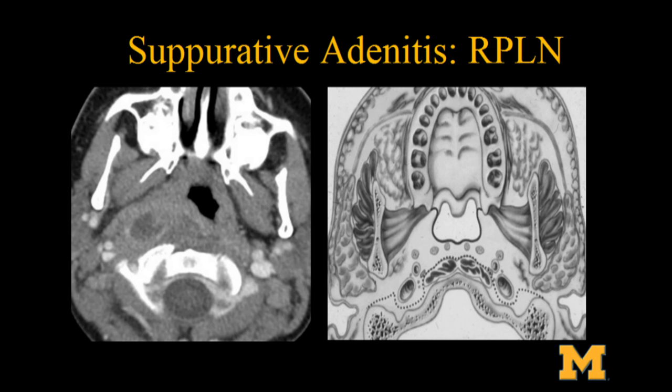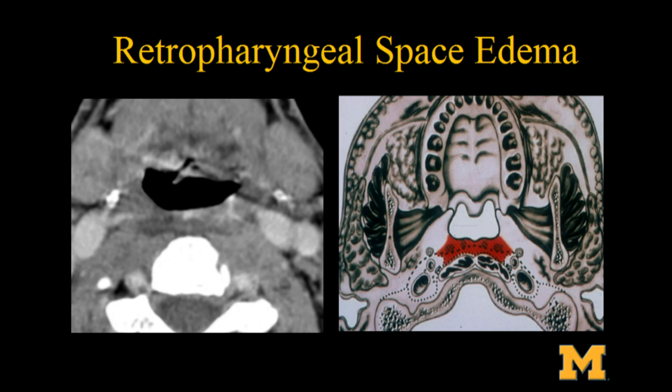Another example here, this is actually just edema involving the retropharyngeal space. So the retropharyngeal space, pure and simply, is very easy. So for the residents in the audience, what do you call the space behind the pharynx?